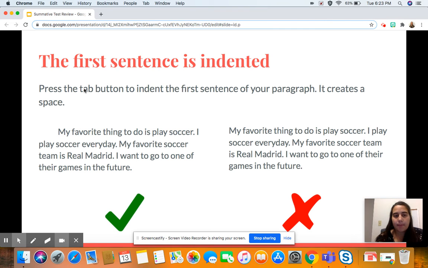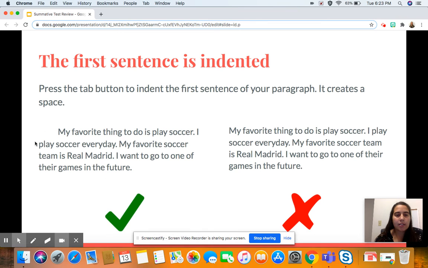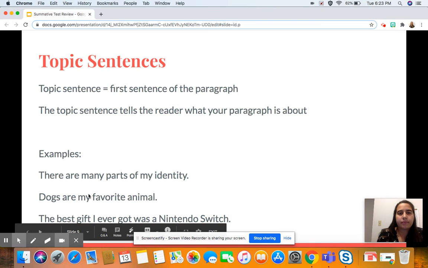Press tab 1 time. So here we have the same paragraph next to each other. The only difference is this one is indented. Do you see how it starts with a space? That is because it's indented, where this one, there's no space right here. It just starts right away. This is what your paragraphs need to look like.